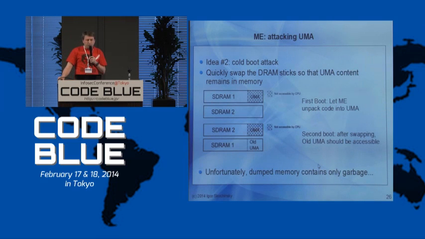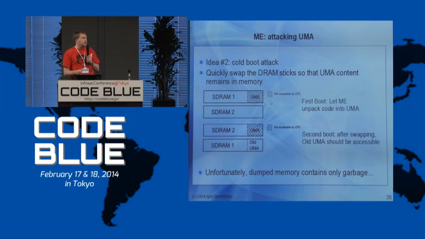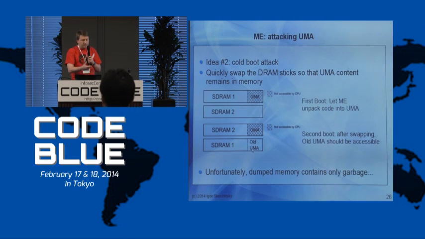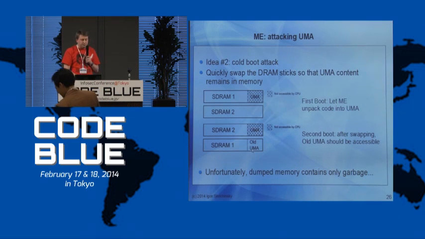Then I tried the actual cold boot attack. Here you can see the diagram. I have, for example, 2 memory sticks. On the first boot, the UMA region is allocated, the code of ME is copied there, and it runs. Then I can try the cold boot attack: cool down the memory using a compressed air can, turn off the PC, quickly swap the sticks, and turn it on. If I'm lucky, if not too much time has passed, the old code will be in the original memory stick.